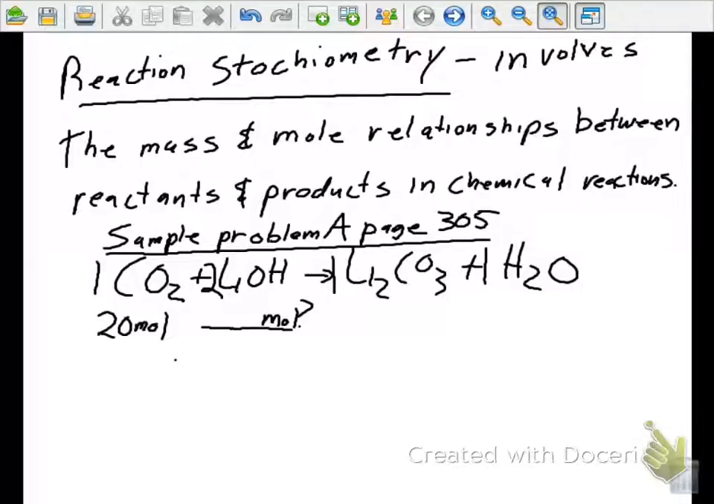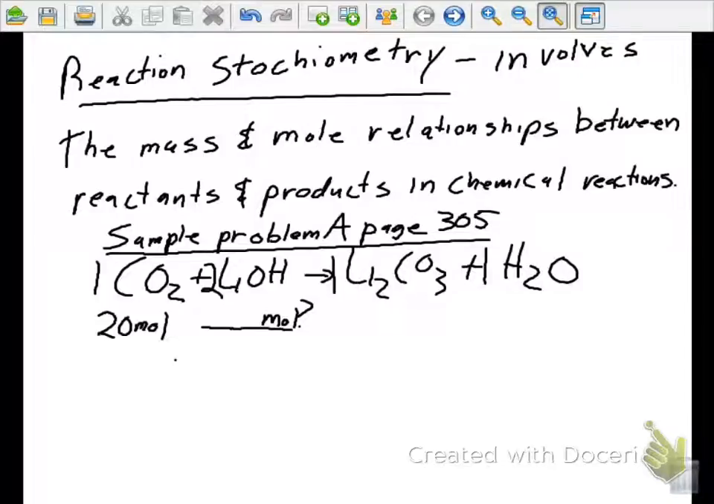Okay, but you use this ratio, right? Do you guys see the ratio 1 to 2? I have to keep that ratio the same with bigger numbers. So 1 to 2 is the same as 20 to 40. Wait, how did you get 20? That's in the problem. The problem I'm looking at is on page 305, and it says how many moles of lithium hydroxide are required to react with 20 moles of CO2.